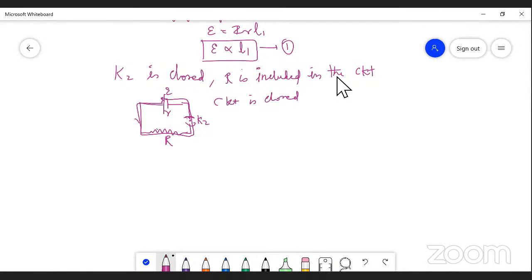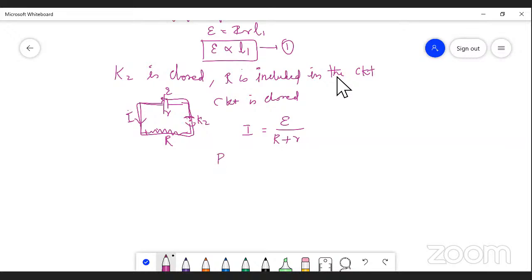The cell of EMF E is sending the current, let me say I. Don't confuse yourself with this current and the current in the primary circuit. So the current flowing through the secondary circuit can be calculated as current equals EMF divided by resistance. As there are two resistances included in the circuit, I am writing I equals E divided by R plus r. So this is the current in the circuit.